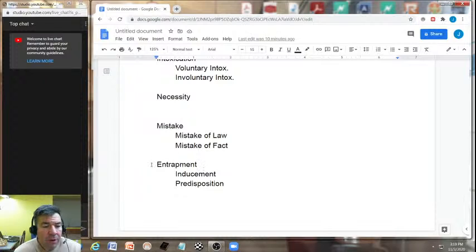Then entrapment. Entrapment is the defense by the criminal defendant that says the defendant was induced by the police to commit a course of conduct that they were not predisposed to commit. In other words, they were induced by the police to engage in criminality that they were not otherwise predisposed to commit.